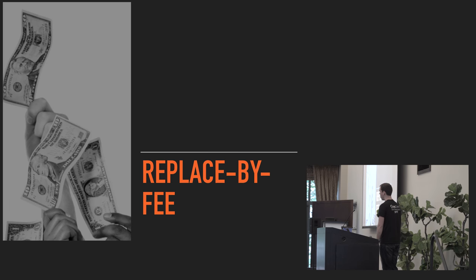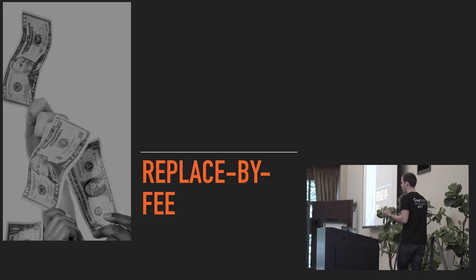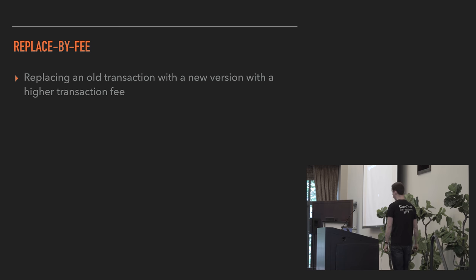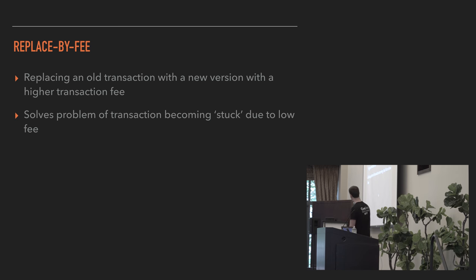Any questions about that? Okay, so replace by fee. Replace by fee is a way of unsticking your transaction. Say you send a transaction out to Bitcoin with a low fee or with a certain level of fee, and the fee rate on blocks goes up, miners probably won't include your transaction because there are better paying transactions out there. And so it kind of gets stuck in this limbo in the mempool. And replace by fee is a way of unsticking it, right? We replace the old transaction with a new version with a higher transaction fee.